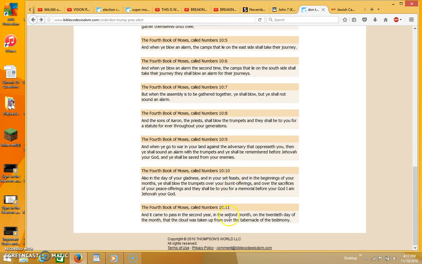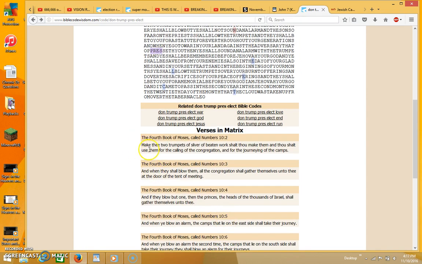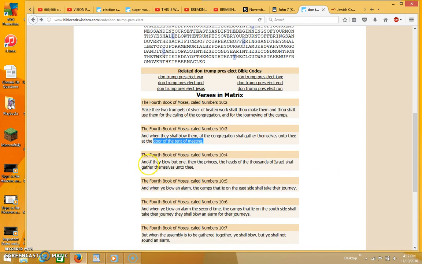Numbers 10:2 through 10:11, and it says, "Make thee 2 trumpets of silver, of beaten work shalt thou make them, and thou shalt use them for the calling of the congregation, and for the journeying of the camps. And when they shall blow them, all the congregation shall gather themselves unto thee at the door of the tent of meeting." And tent means tabernacle. "And if they blow but one, then the princes, the heads of the thousands of Israel, shall gather themselves unto me.